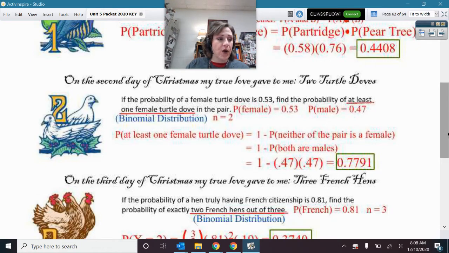Okay, next we have this: find the probability of at least one female turtle dove amongst the two turtle doves. What is happening is we have a binomial distribution, since it's out of two, we've got a set n. So I could use the binomial formula, but we did learn at least one with a different technique. The probability of at least one is 1 minus the probability of none. So the probability that neither of the pair is a female. That means 1 minus the probability they are both males. And so there you go on that.